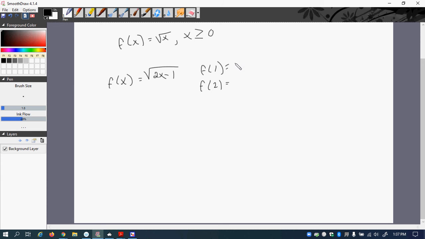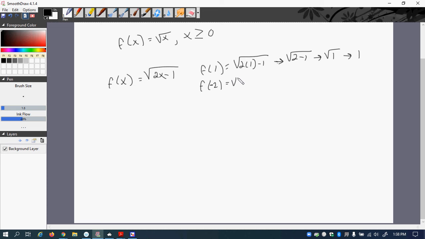So I'll put those in individually. So that's 2 times 1 minus 1. Okay. And so we have to multiply it first, and then we'll subtract, and then take the square root. So 2 times 1 is 2 minus the 1. And so then we get 2 minus 1, which is 1. And so the square root of 1 would just be 1. Okay. If we do it for, let's do f of negative 2.